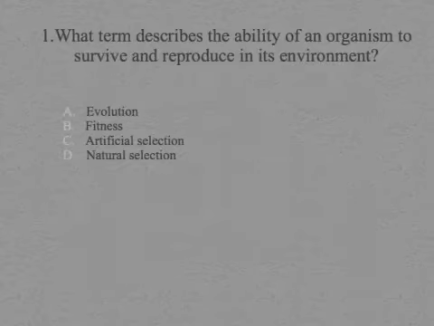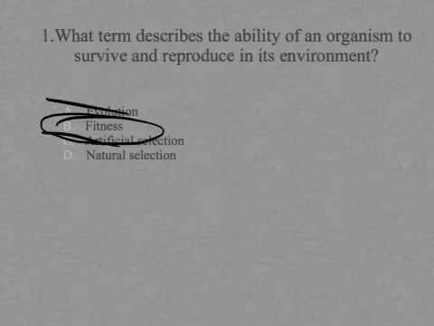Here we go. Number 1, what term describes the ability of an organism to survive and reproduce in its environment? A, evolution, B, fitness, C, artificial selection, D, natural selection. Well, I'm going to be honest. Most people are going to, and this is kind of where I went the first time, is to natural selection. But that's not it. The ability to survive and reproduce is fitness.